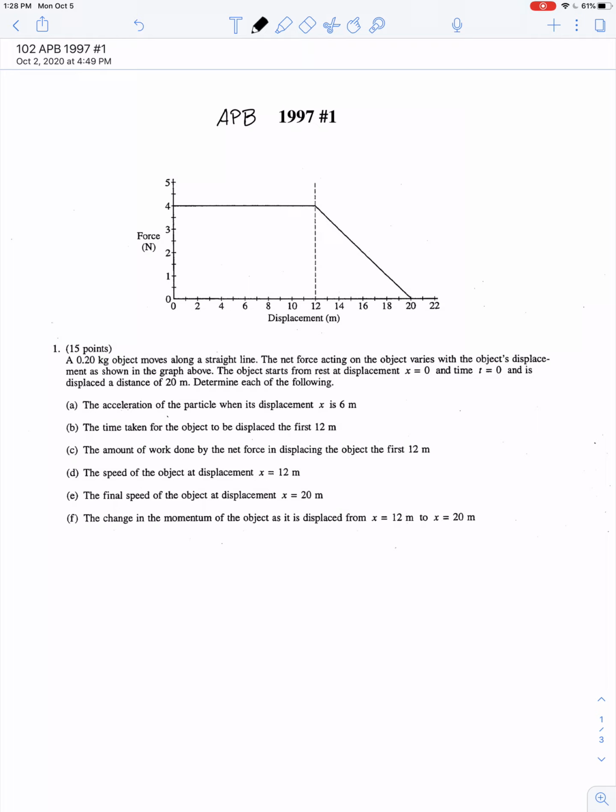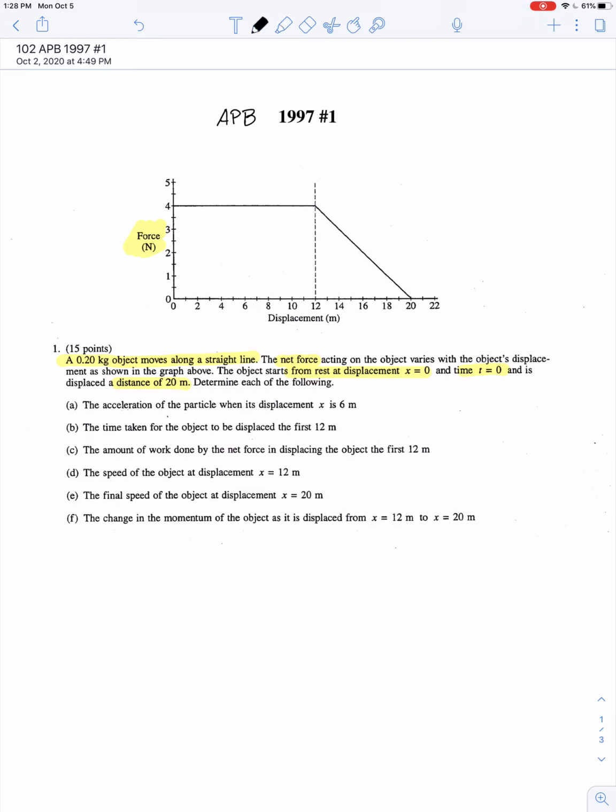So we're told that a 200-gram object, or 0.2 kilogram, moves along a straight line path. The net force is shown by this graph. The object starts from rest when it's at the origin, which is our initial moment in time, and ultimately it travels a full distance of 20 meters. So we have to determine all the following quantities, A through F.